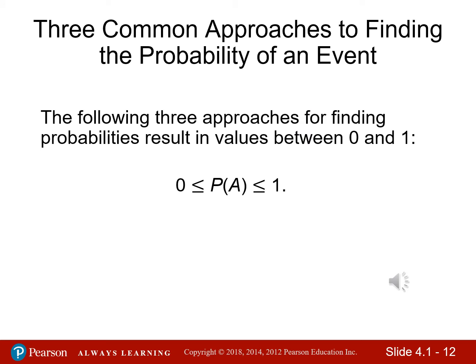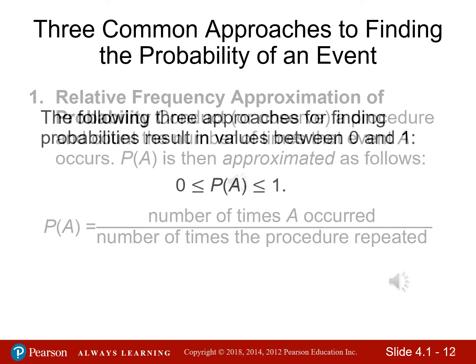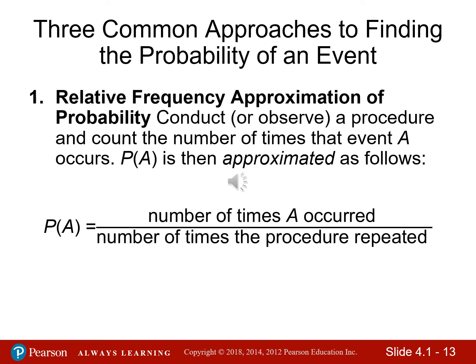We can denote the probability of an event occurring as 0 < P(A) < 1. Let's consider the following three approaches for finding probabilities that result in values between 0 and 1. In an experiment or survey, relative frequency of an event is the number of times the event occurs divided by the total number of trials.